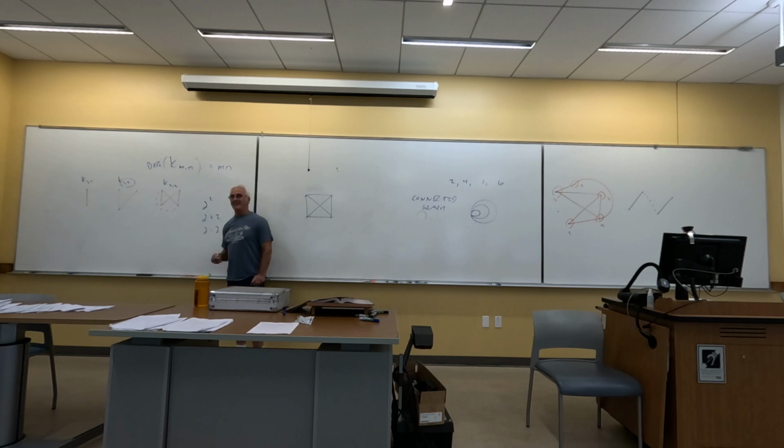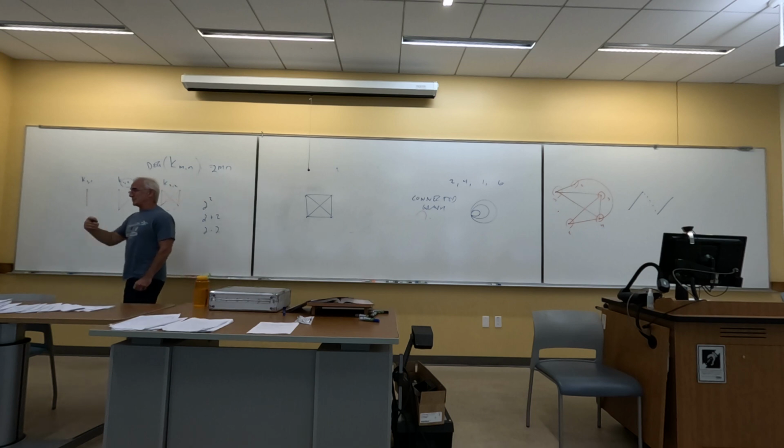I said MN. Now I think you know what the answer is. What is MN? That's the number of edges. MN is the number of edges, so what's the degree of the graph? 2 times that. We're showing it. What's easier, counting the number of edges or counting the degree of each vertex?